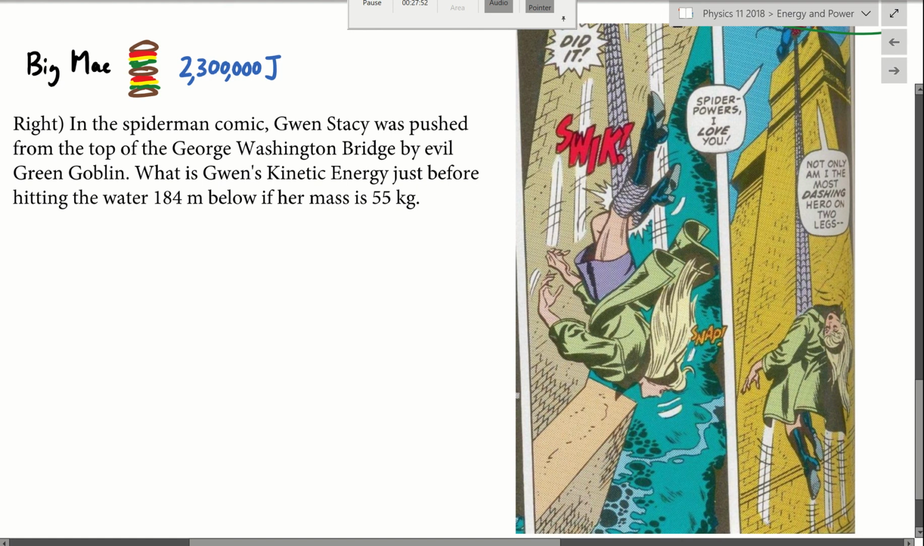Okay, so now before you go, the scene in the movie, which is also in the comic, I have the comic book. If you print it out, I think it's in black and white, so you can look at the online version, which is in color. In the movie it's slightly different. In the comic, she was pushed. Spider-Man's love interest, Gwen Stacy, was pushed from the top of the George Washington Bridge by the evil Green Goblin.